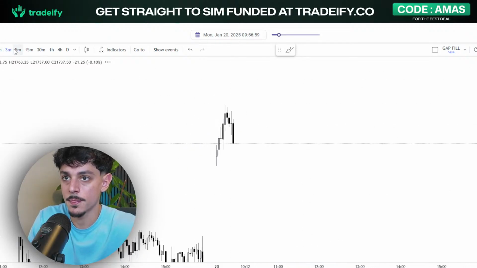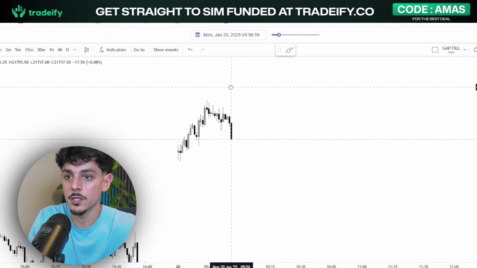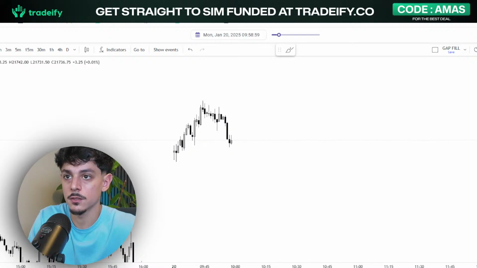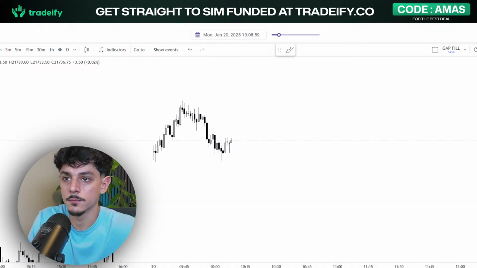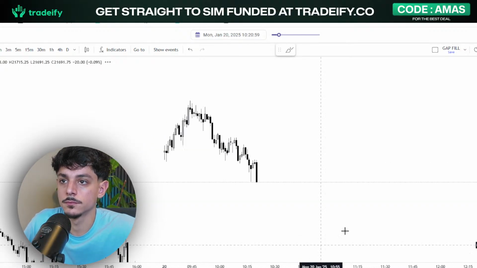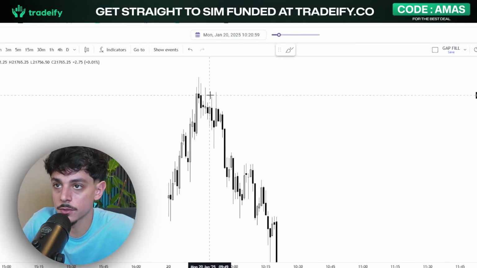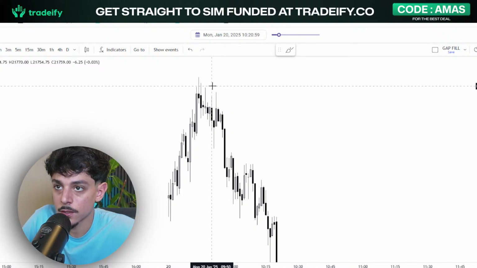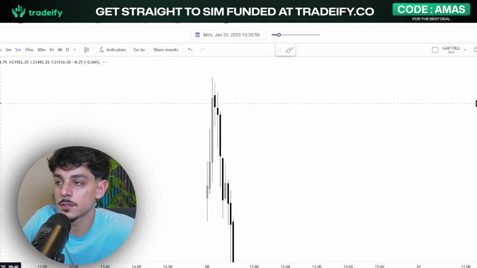Boom. See this down move right here. Wouldn't engage in it yet. You filled the gap here, but I don't know exactly where I could have entered. Yeah, I could have entered here on the 1, but there was a 5-minute gap. Let's see this 5-minute gap.